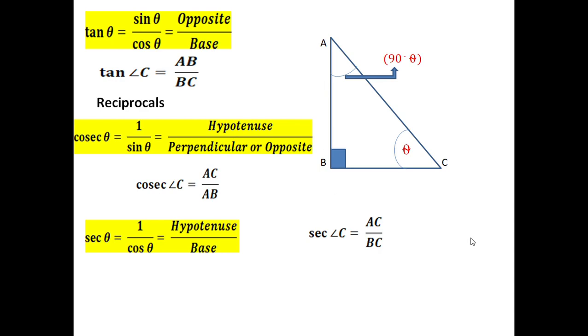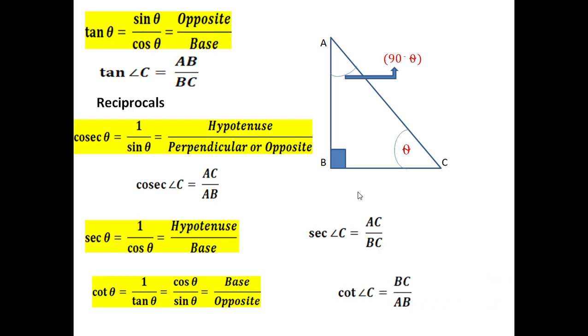Now the third reciprocal is the reciprocal of tan. So 1 by tan theta, that is cot theta. Cot theta is 1 by tan theta, that is cos theta by sin theta, as tan theta is sin theta by cos theta, and ultimately base by opposite, because tan is opposite by base. So in context of this triangle, cot of angle C will be base by opposite. Base is BC, opposite is AB. Similarly, cot of angle A would be AB by BC.